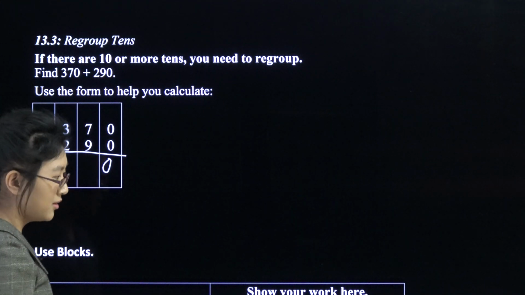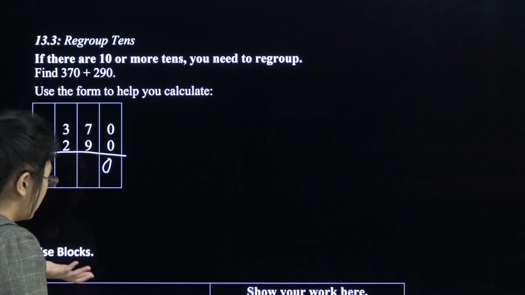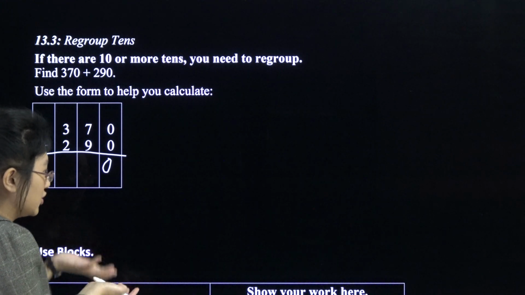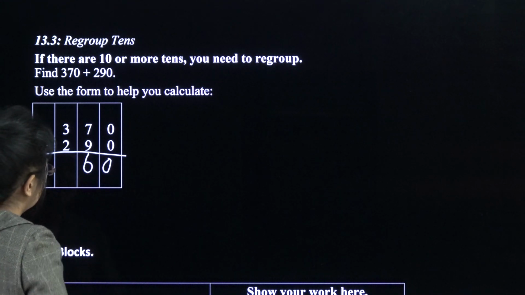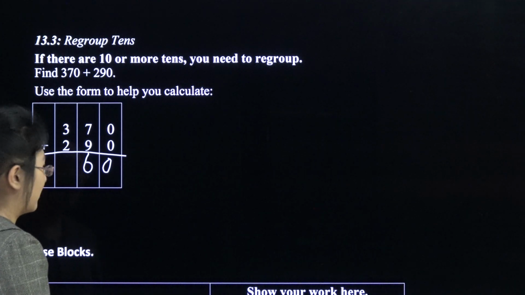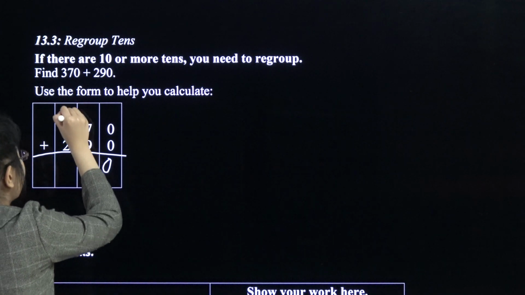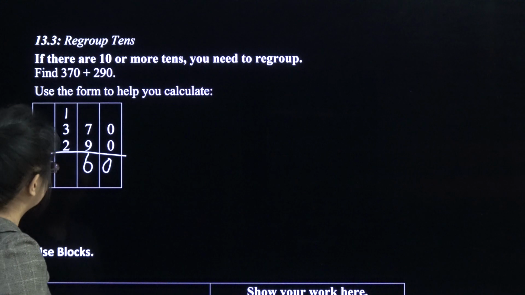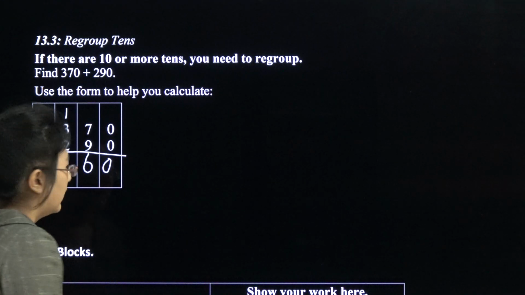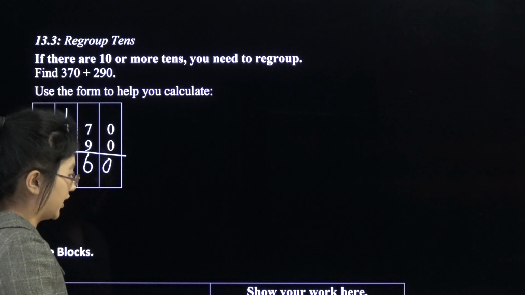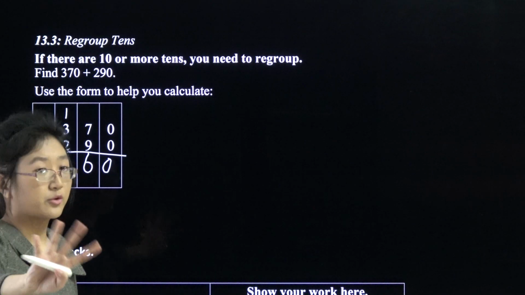So 16 tens would be 106 tens, or 160. So for the 6, we're going to put that in the tens column. And the 1 is going to go in the hundreds column. You could put it up here, or you could put it down here. Depends on where you personally want it to be. Just don't put it twice.